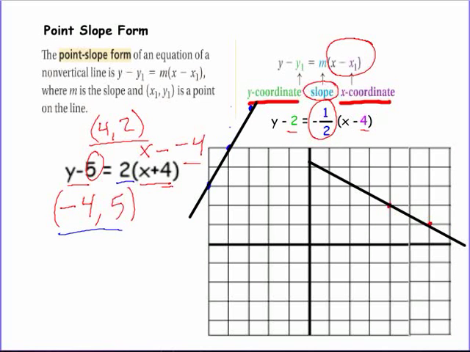And there's that difference. So the biggest thing to remember here, though, is that when you have that positive, you need to know that that x-coordinate is going to be negative. It's opposite of what you would think.